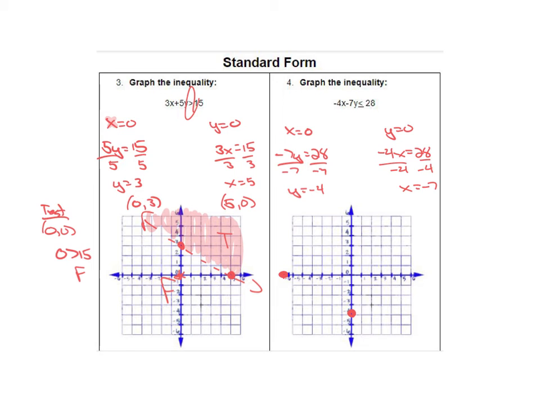Now this one will be a solid line. And then of course we want to do a quick test, and always use (0, 0) if possible. So is 0 going to be less than or equal to 28? That does appear to be true. So that's going to tell us to shade above.